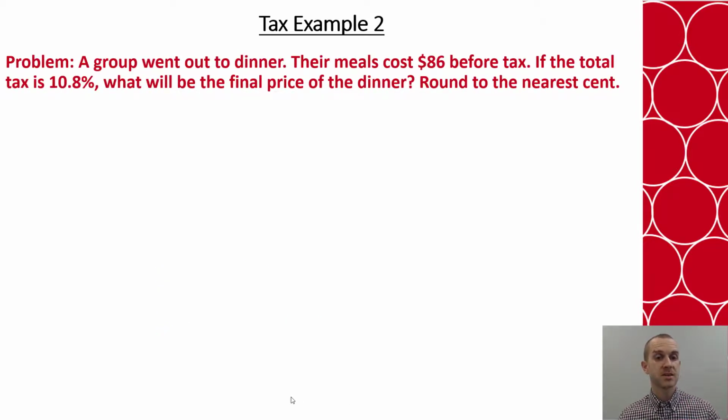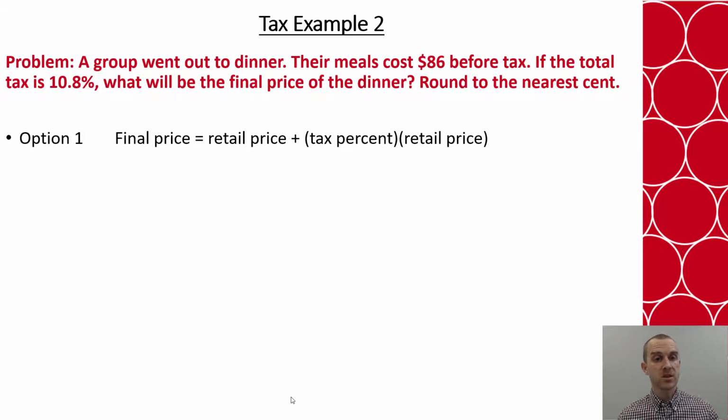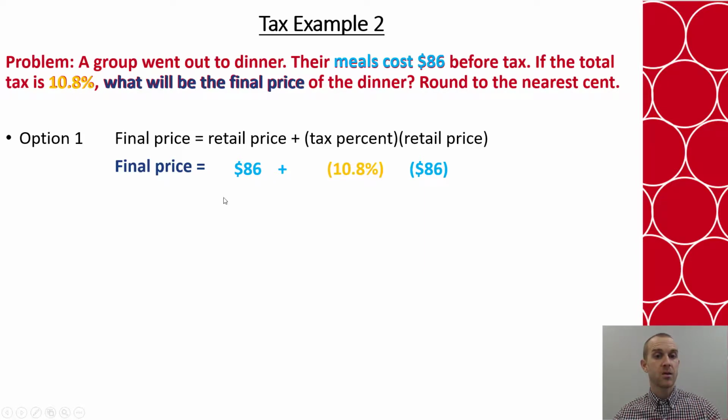Say a group went out to dinner and their meals cost them $86 before tax, and their total tax was 10.8%. What will be the price of the meal? So again, we can start with the same formula. We do not know the final price. We know the retail price was the initial cost, which was $86. So I'll plug in 86 and 86, and my tax percent was the 10.8%. Now I can solve and simplify.